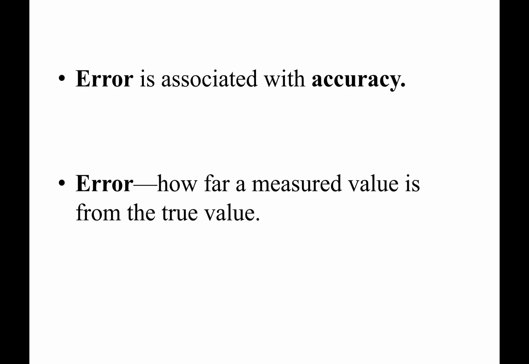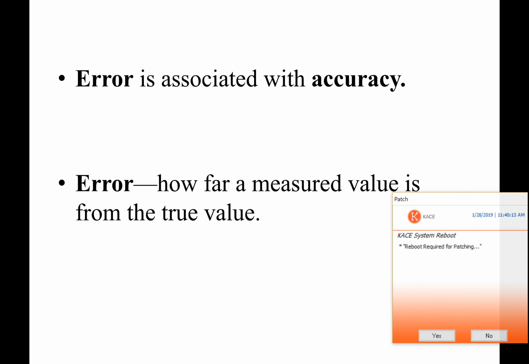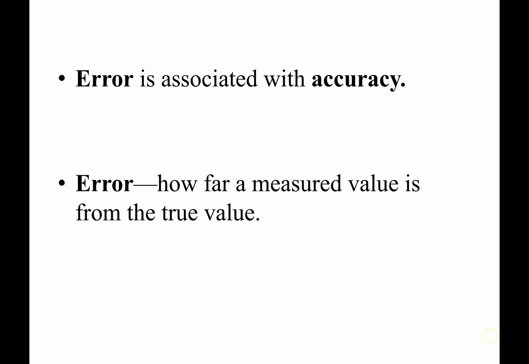So when we do labs, there are going to be some labs where we know the right answer. How far away from the right answer we get is actually a type of error. We can measure the error. So error actually measures how accurate you were. There are different types of error: absolute error, relative error, and percent error, but it's all about what you got versus what you thought you should have gotten.